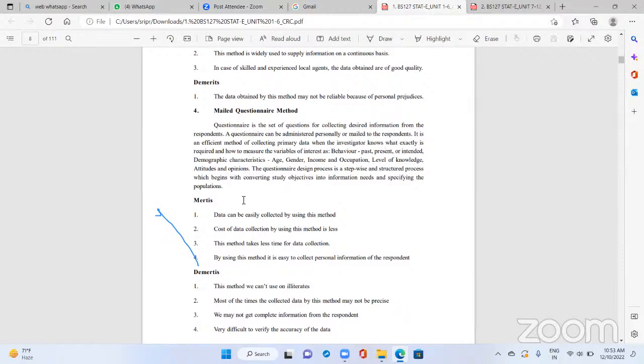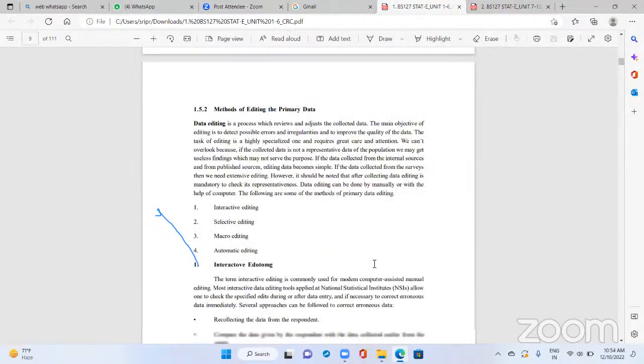In this, we have 4 merits. Data can be easily collected by using this method. The cost of data collection by this method is very low. This method takes less time for data collection. By using this method, it is easy to collect personal information of the respondents.